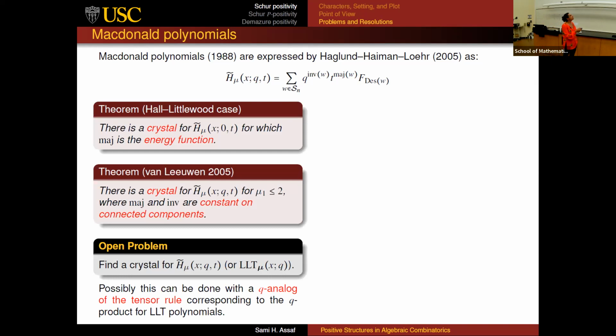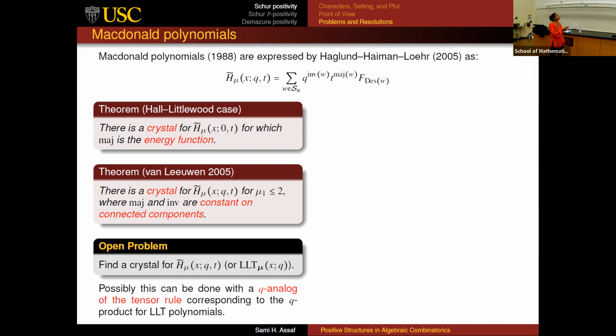There's a crystal if you set q equal to 0, which is doing the Hall-Littlewood case. And this maj is the energy function. This might be due to Lascoux and Schützenberger or possibly Butler, or I have no idea. This is old and awesome. Van Leeuwen implicitly, not explicitly, uses a crystal, but if you read his paper, what he's literally doing is constructing a crystal. He did it in, oh, I put 2005, but I think it might have been earlier than that. I think it might have been like 95 or something. I think I might have gotten the year wrong.